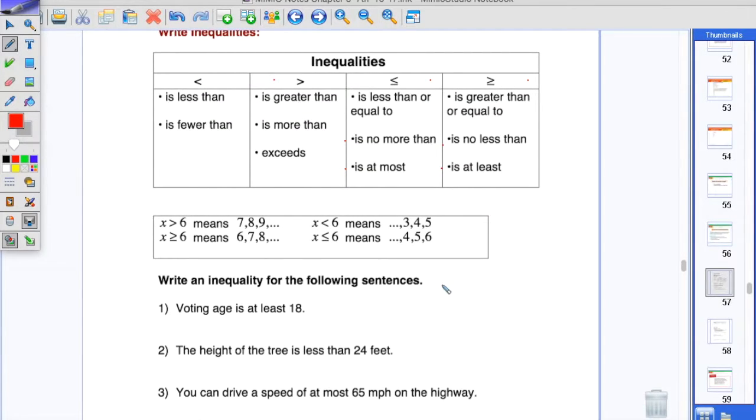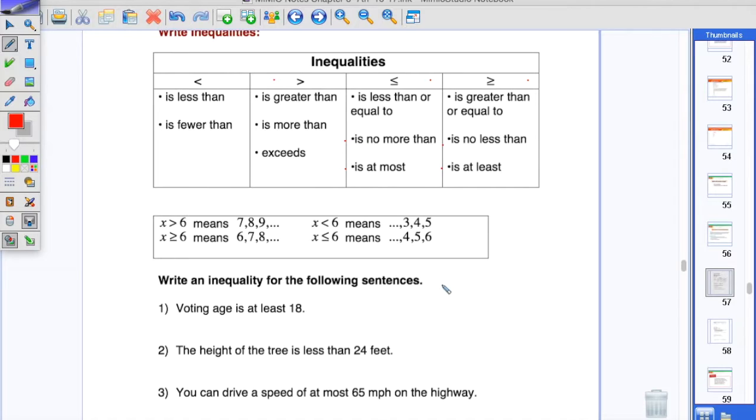So x is greater than 6 means that your x value can be any number greater than 6 but not 6. So it can be 7, 8, 9, 10, and so on. X greater than or equal to 6 means 6, 7, 8, and it keeps going. So it can equal 6. It can include 6.